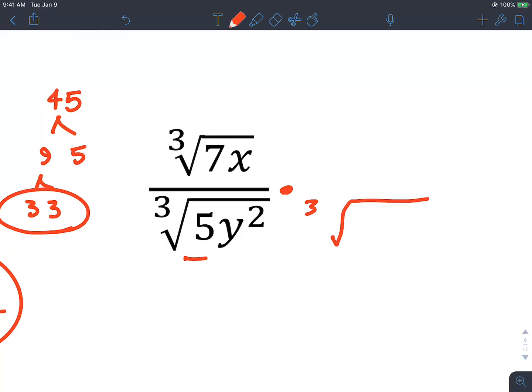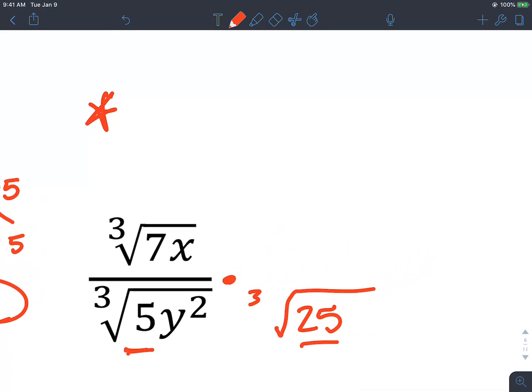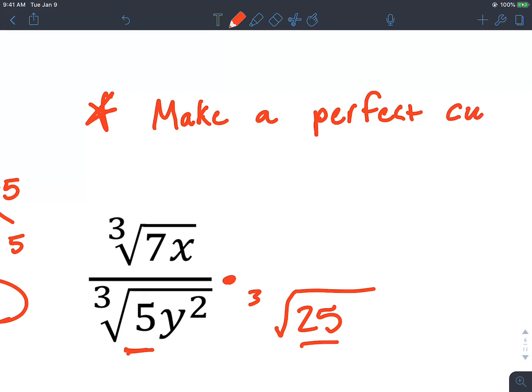So if I multiply by 5 squared, or 25, 25 times 5 is actually going to give me the cube root of 125. And that's a perfect cube that we can use. So with these specifically, you want to make a perfect cube. And I would even write that for your notes here, because this might help you out. Make a perfect cube in the denominator.